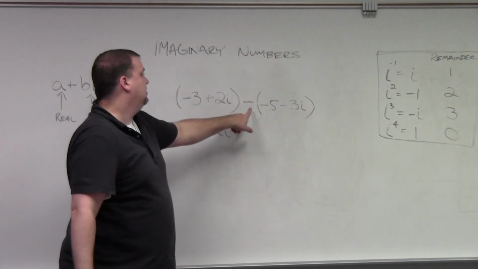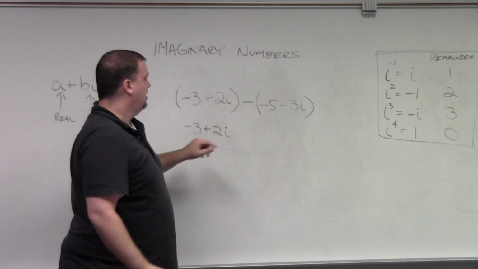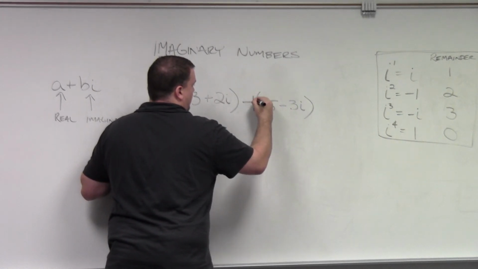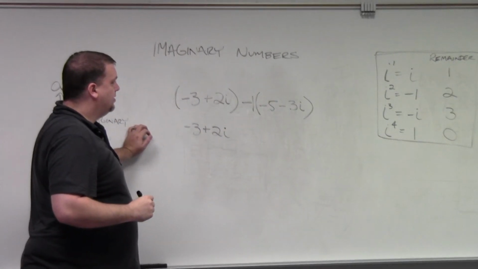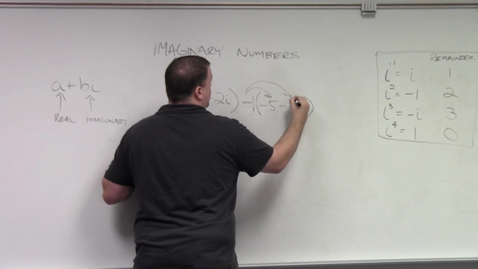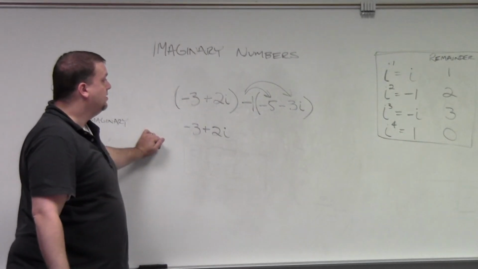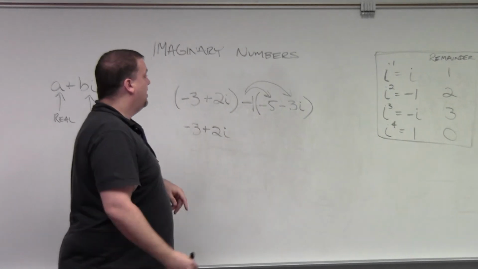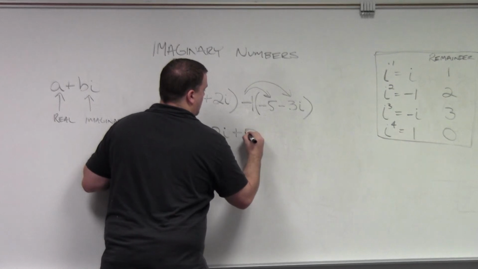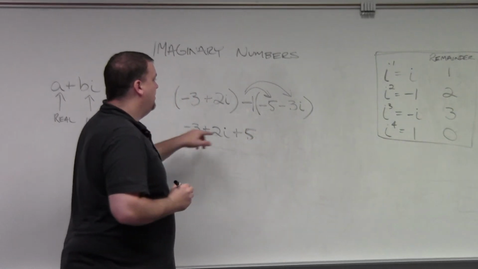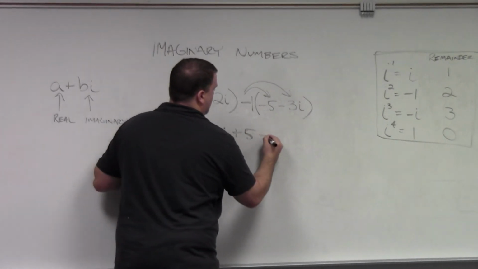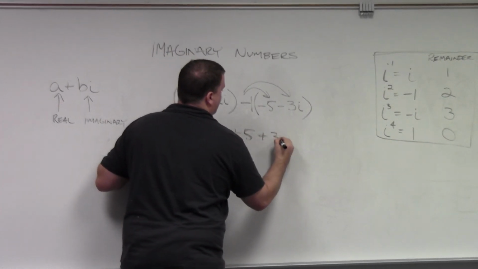But we do have to worry about this negative sign for the second parentheses. Think of this as a negative 1 right here. And what would I be doing with that negative 1 in front of the parentheses? Distributing, multiplying. Just make sure you distribute it to every piece inside that parentheses. So a negative 1 times negative 5 is positive 5, right? And then we also have a negative 1 times a negative 3, positive 3i.